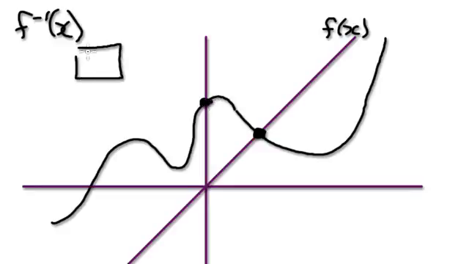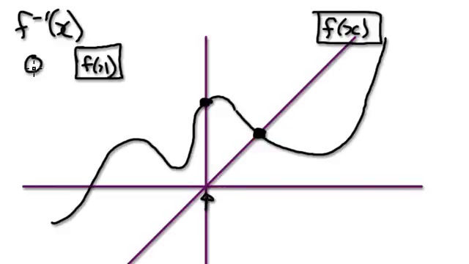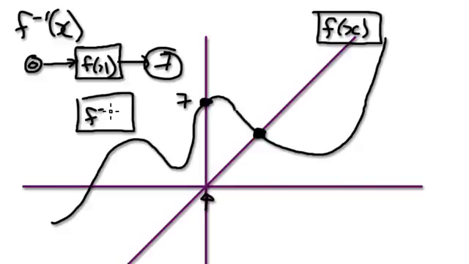Now let's look at this point here. Imagine you've got a machine, f of x, here. When you put 0 into this function, it will spit out, let's say, the number 7. Now the inverse function, if you put the number 7 into it, will then spit out the number 0.